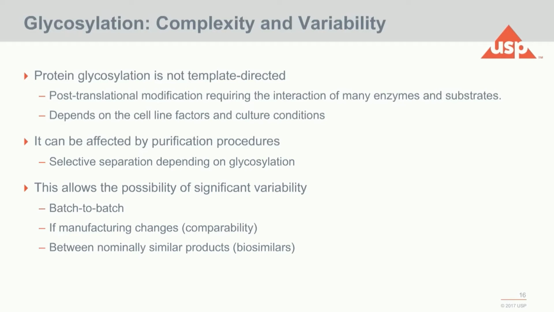The glycosylation of the final product can also be impacted by the purification process. So as you're going through process development, it's important to keep in mind that each of those processes may select a specific glycoform. And so it's important to be monitoring those during process development as well as at the final product level. And because glycosylation is so complex and variable, there is a possibility of having much more variability from batch to batch or anytime you make a manufacturing change, and also between biosimilar products.